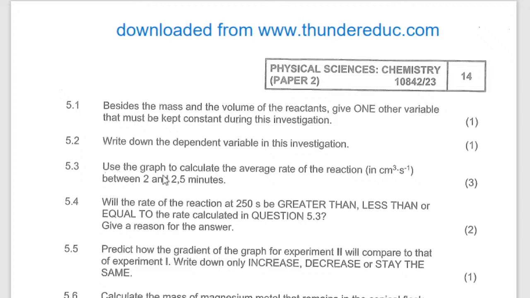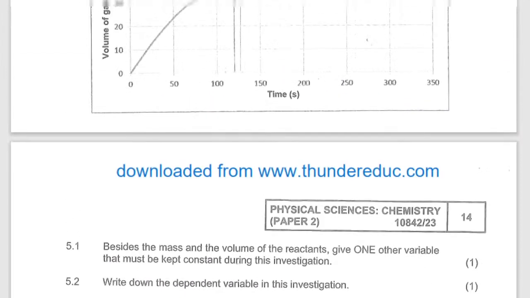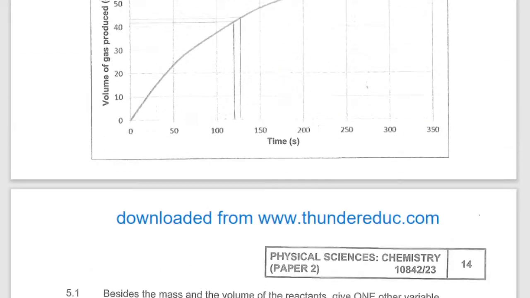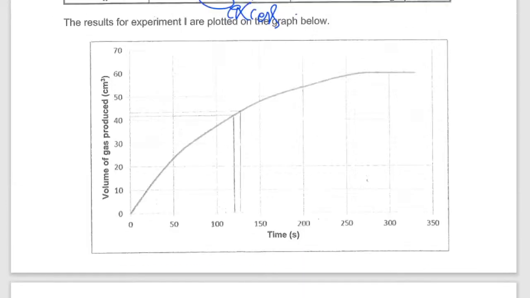And then they're saying use the graph to calculate the average rate of reaction between 2 and 2.5 minutes. Okay, now let's go. 1 minute is 60 seconds, 2 minutes is 120. So I have to look for 120. So 120 is around here. Isn't it? Yes.